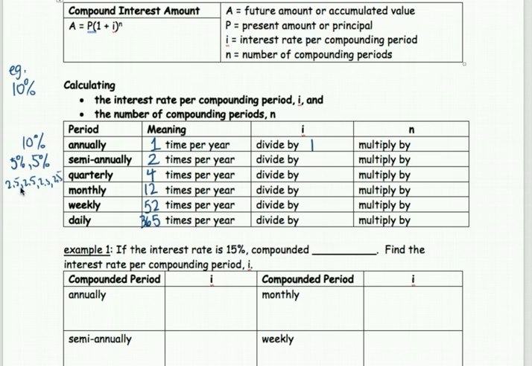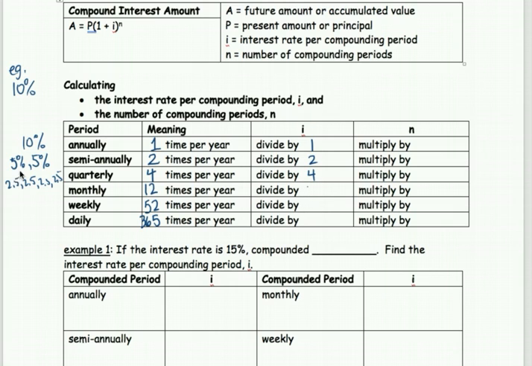So what you're going to do today is whenever you see compounded whatever it is, you're going to take your interest rate, whatever the percentage is, and remember to change it to a decimal, and you're going to divide it by one of these numbers here, depending on how many times it's compounded. So semi-annually, because it's twice a year, I'm going to divide by 2. Okay, quarterly, divide by 4.